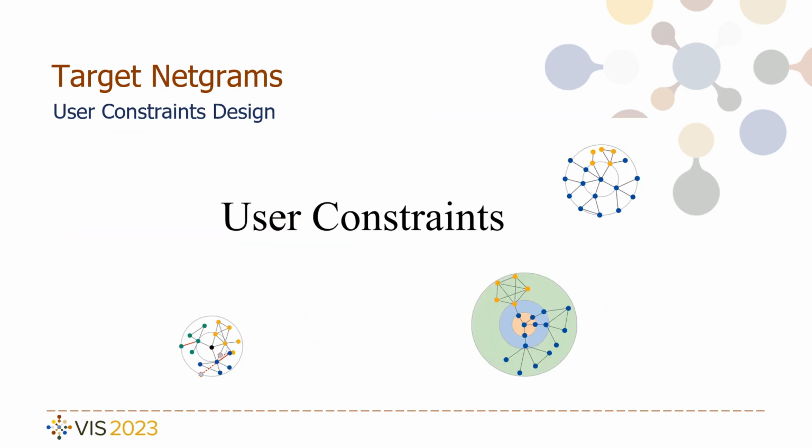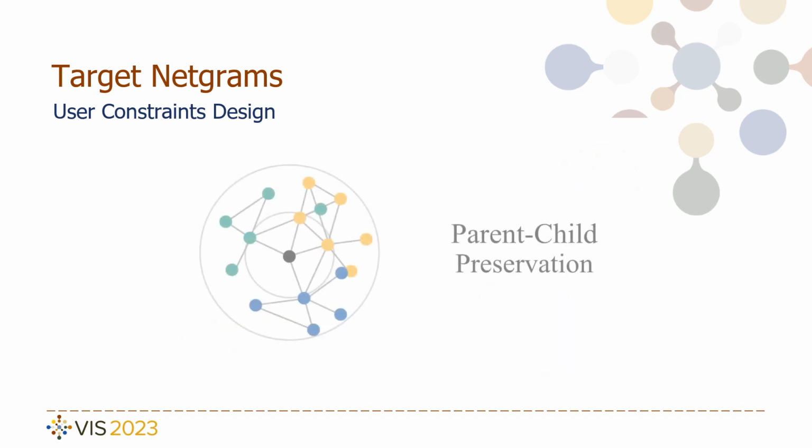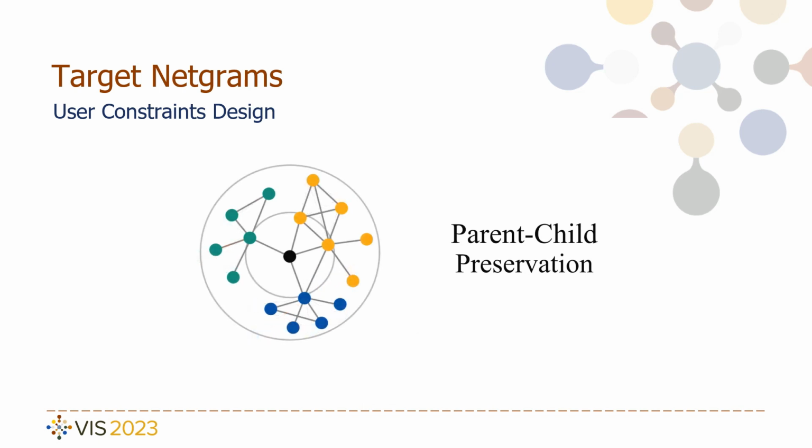Along with this framework, we design several user constraints and tools to help users explore the subgraph. The first one is the parent-child preservation constraint. It helps the user to reduce unexpectedly long parent-child edges and node overlap across clusters while keeping the hierarchy.